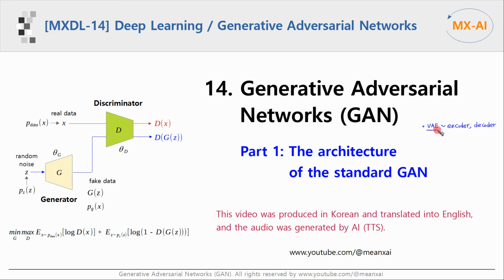The variational autoencoder, shortly VAE, we looked at in the last video, is a type of generative model consisting of an encoder and a decoder. The GAN is also a type of generative model consisting of a discriminator and a generator. The VAE is a probabilistic generative model, and the GAN is a model in which a discriminator and a generator learn through competition with each other.